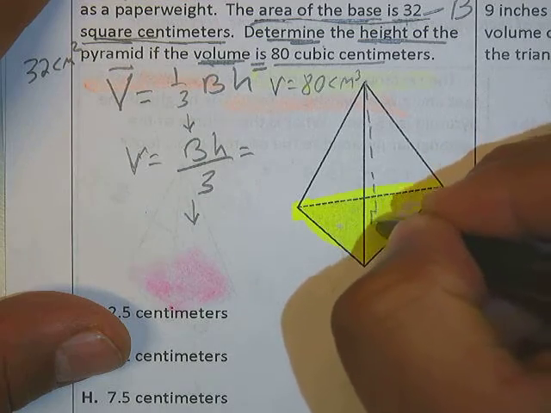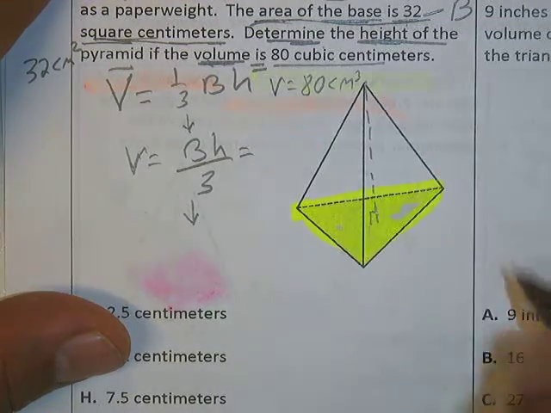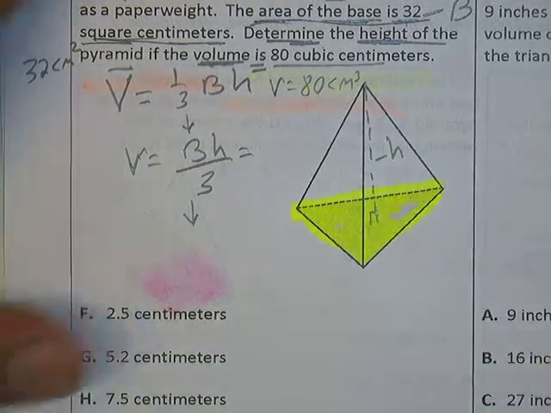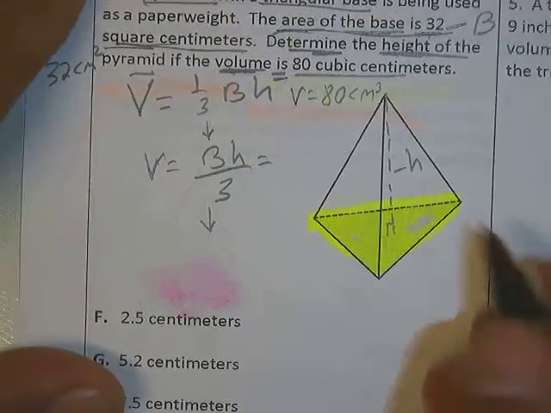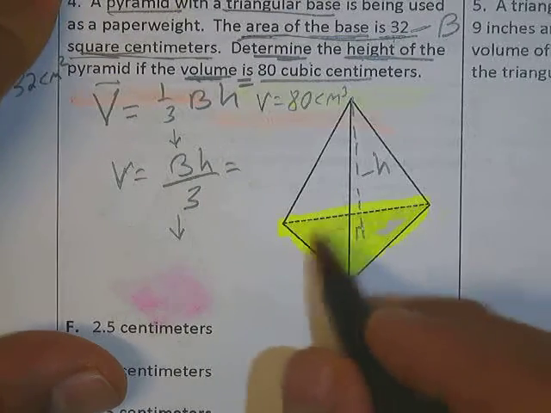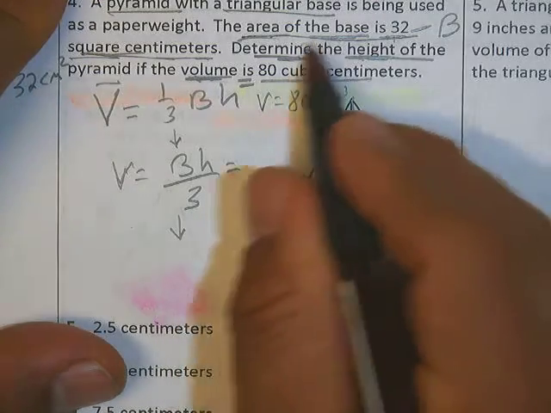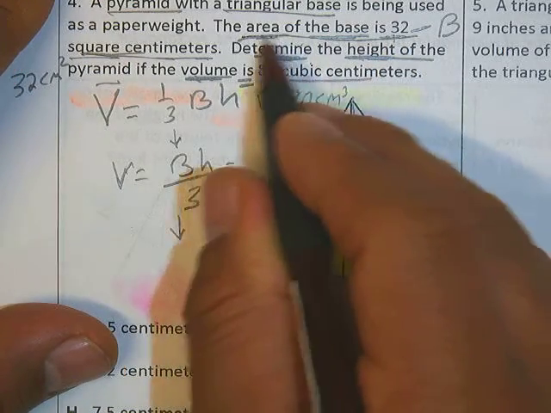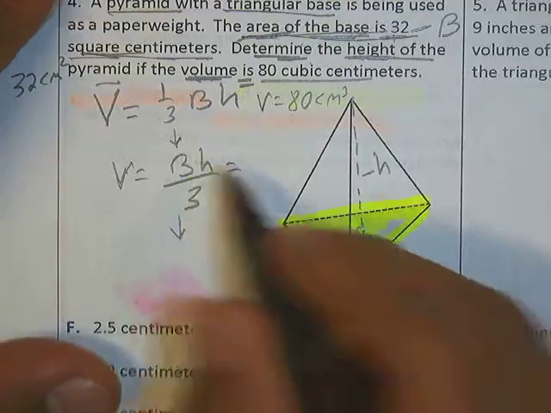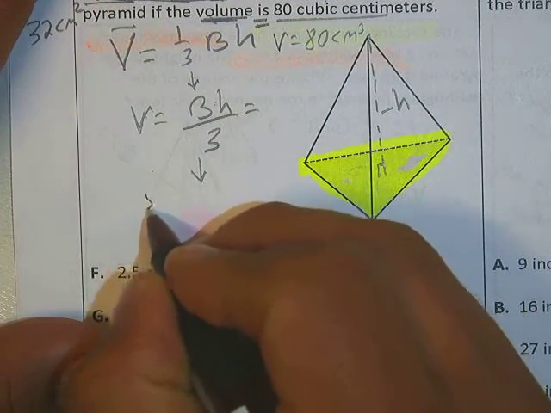So now I have to go back to my equation. They're giving me the V. What they want you to find is to determine the height of the pyramid. So what they want is this here. They want to know what that measures. Okay, that's what they want to know. That height. That's what they're looking for.